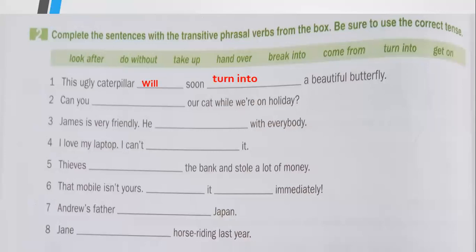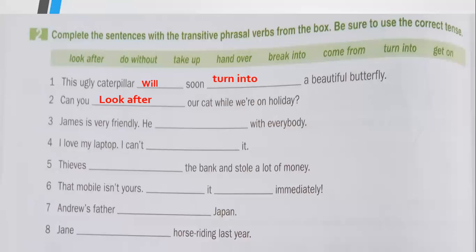Can you, our cat, while we're on holiday, can you take care of our cat? So it is a transitive phrasal verb, look after. Okay. إذن يعتني به. Where is the object? Our cat. Go back to the first sentence. Where is the object? Excellent, a beautiful butterfly.